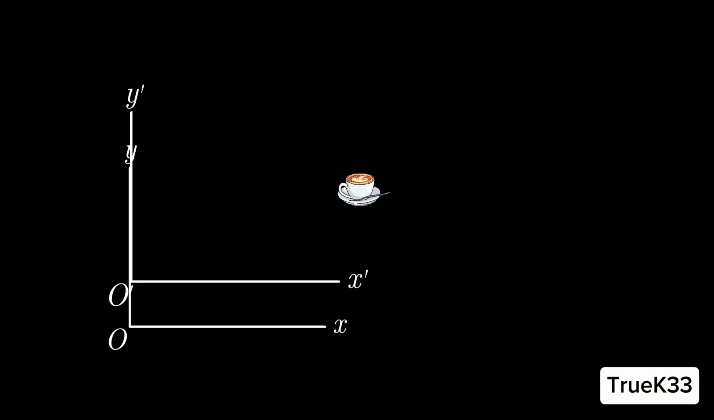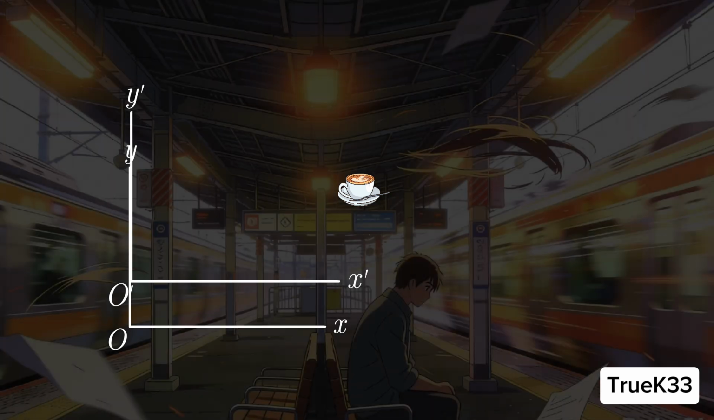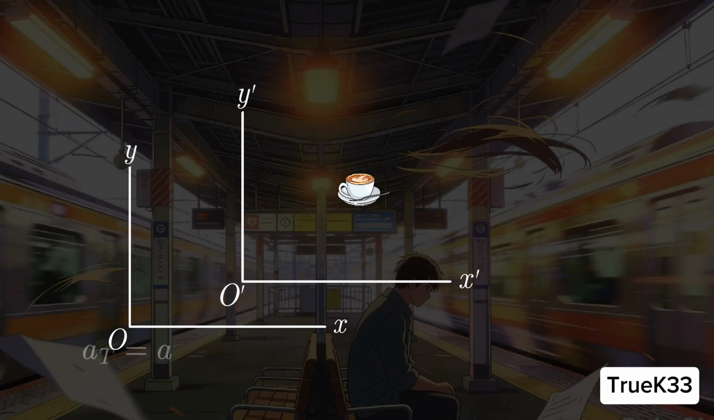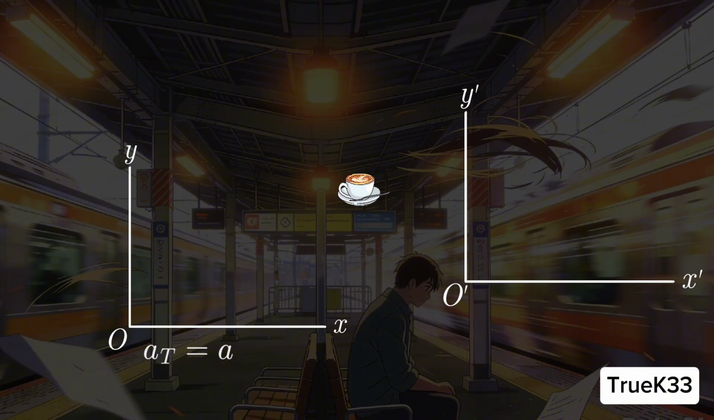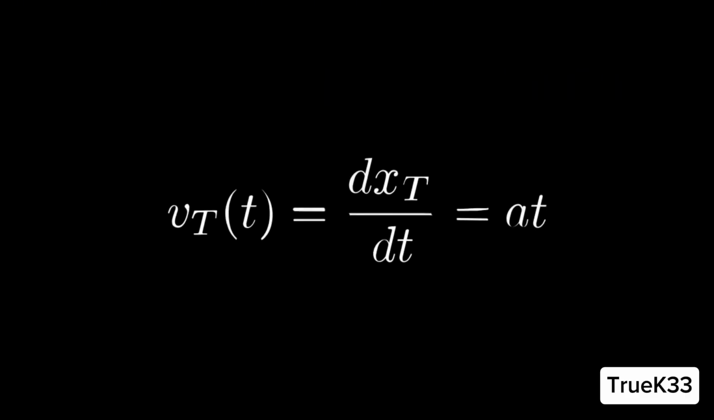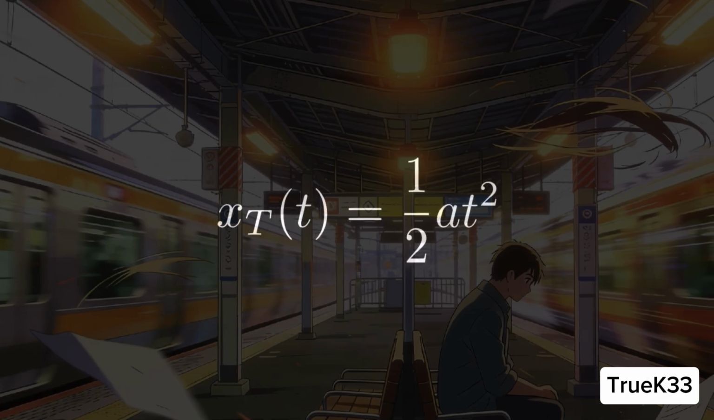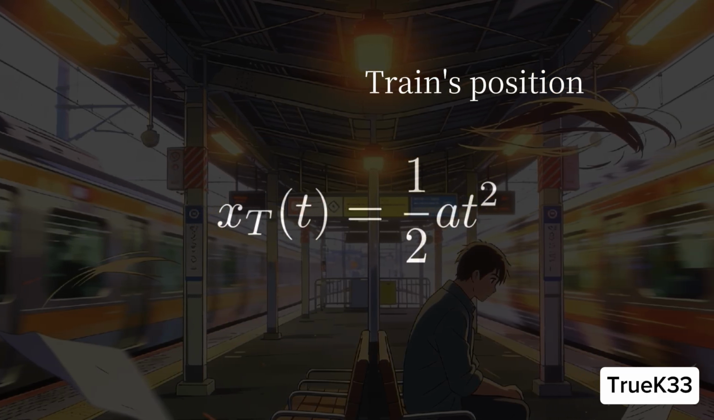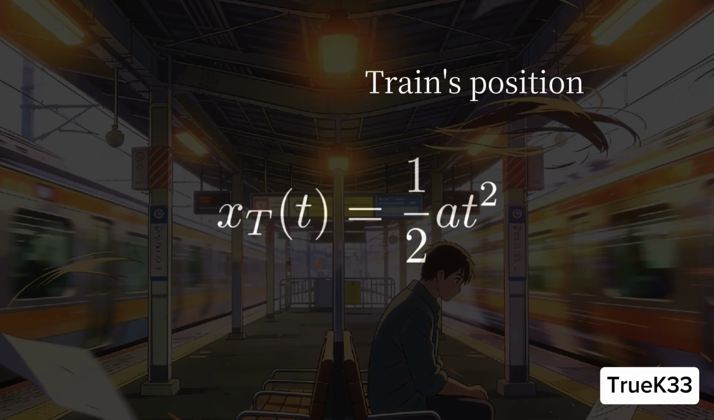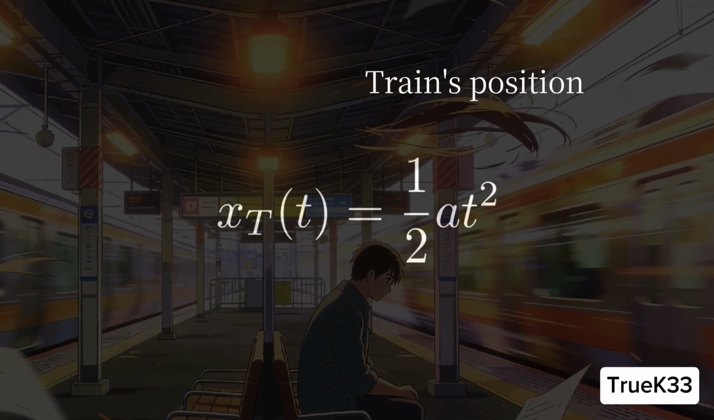Now that we have established these considerations, suppose that the person at the train station sees the train starting to move and accelerating with a constant value a. Because the train accelerates with acceleration a, we can use integration to find its position at every instant of time. We see that the train's position is a function that depends on the square of time t and the acceleration a. With this result, we can finally obtain the relation that connects the station and train frames.